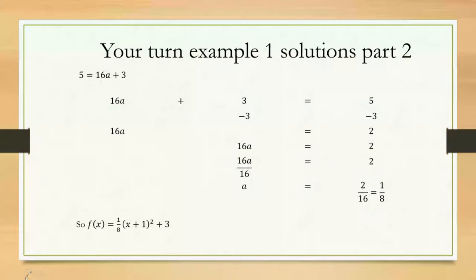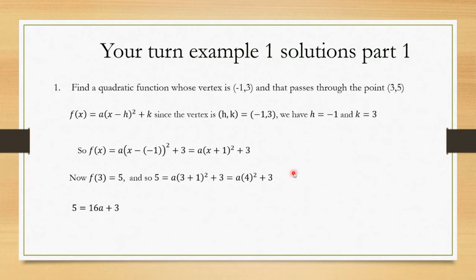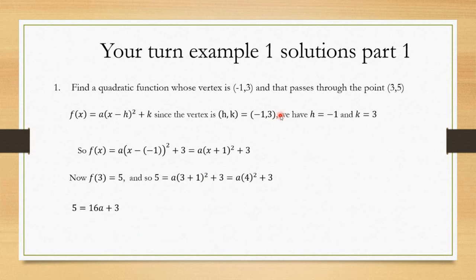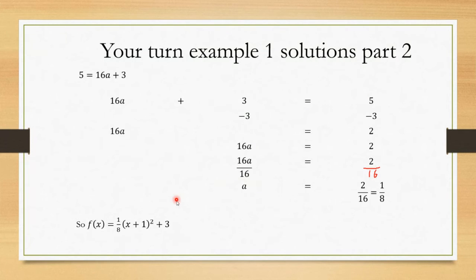Let me write it in with a pen. Not sure why I forgot to put it in here, but it's not too big a deal. So we get a equals 2 over 16, which I reduce to 1 over 8. So altogether, we get f of x is 1 over 8 times (x plus 1) squared plus 3. So that is the quadratic function whose vertex is (-1, 3), and it passes through the point (3, 5).